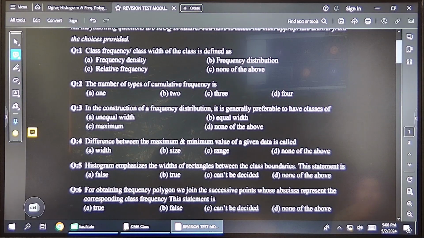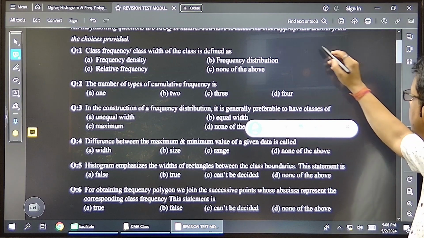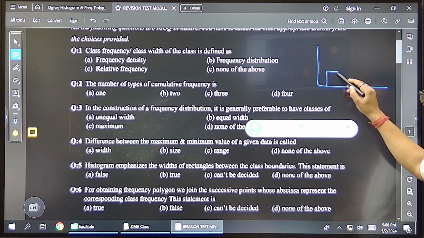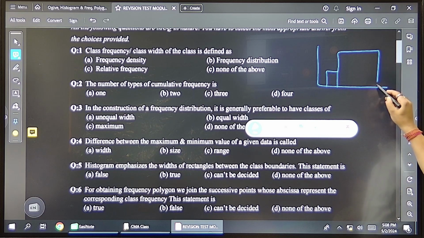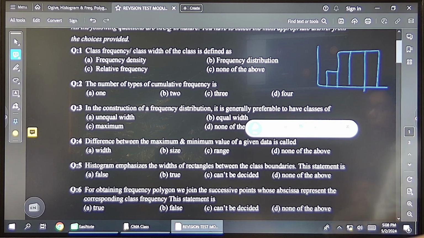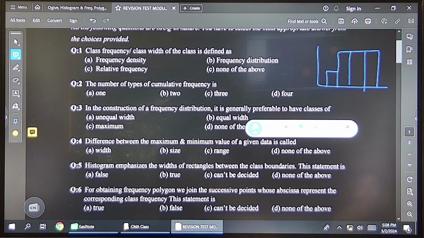Question number? Histogram emphasizes the width of the rectangle between the 2 class boundaries. So when you draw a histogram like this, you remember the last class we did, sometimes the rectangle becomes smaller, sometimes the rectangle becomes bigger, do you remember? Sometimes they become all equal. So histogram emphasizes the width of the rectangle between the 2 boundaries.